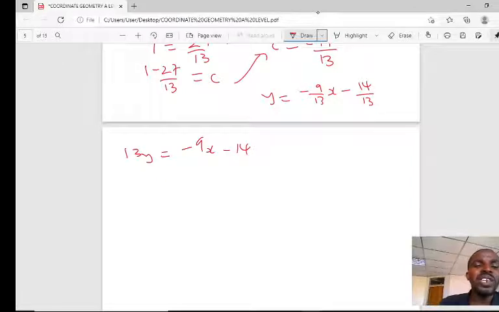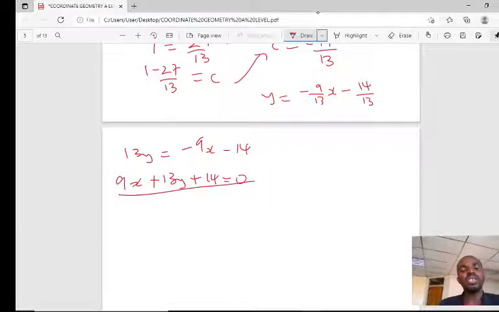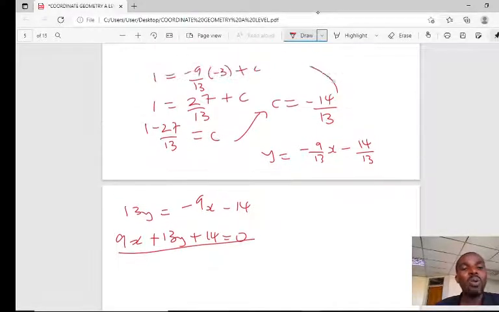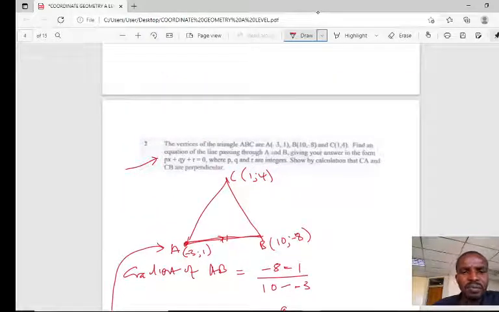Then put everything on the left side so that the right side there must be a 0. So you start with an x: 9x plus 13y plus 14 is equals to 0. That's the format required by our question. Done. Right, next part. It's a show by calculation that CA and CB are perpendicular.